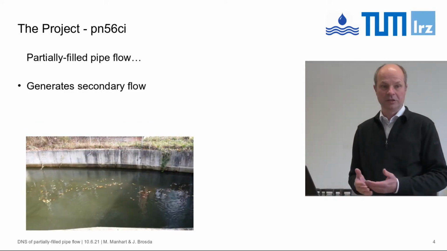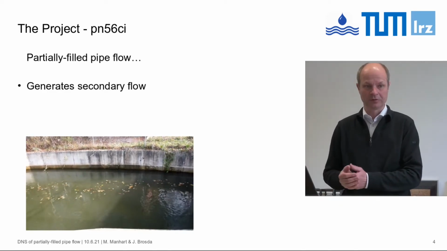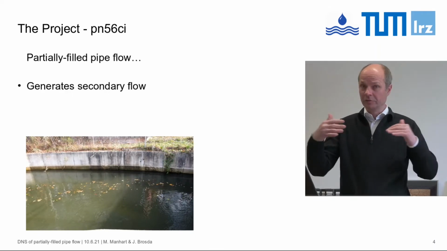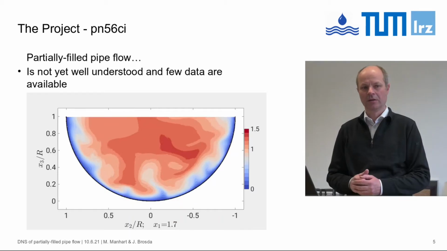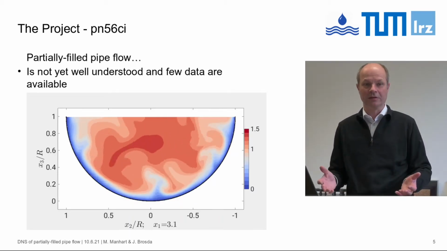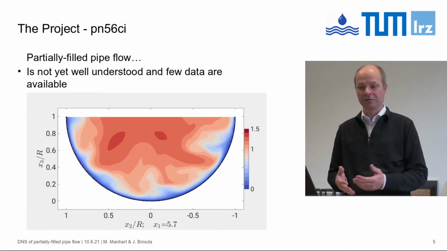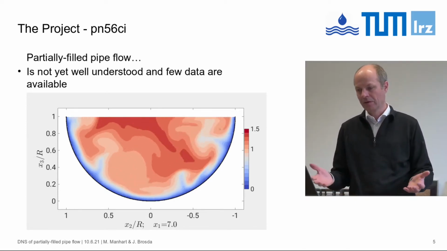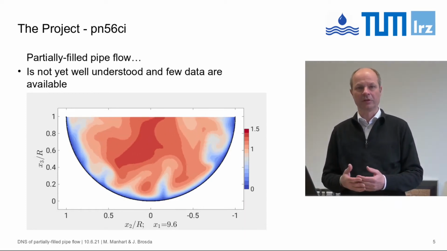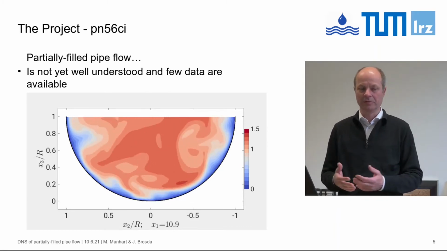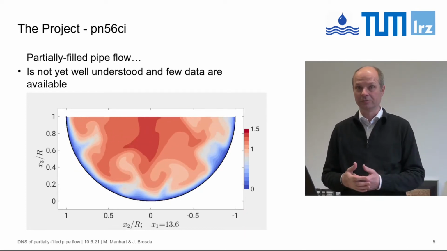It can generate secondary flow. This is an effect that, for example, as we see here, can lead to an accumulation of floating particles at the surface of a free water. And last but not least, semi-filled or partially filled pipe flow is not yet well understood. There is very little data available. Very few publications on this kind of flow are available, and there are several questions that are unknown.